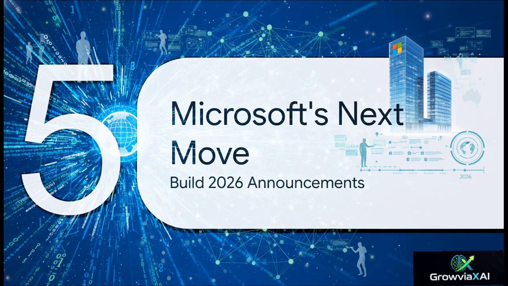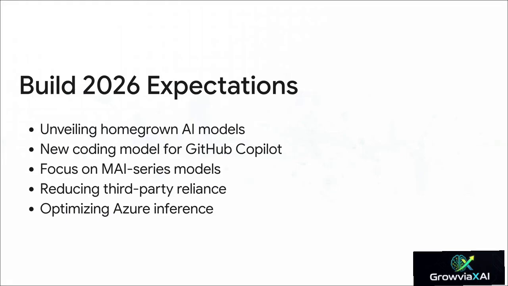Section 5. Microsoft's next move. So, according to recent reports, Microsoft is expected to unveil a suite of homegrown AI models at the Build 2026 conference. This includes a specific coding model aimed directly at supercharging GitHub Copilot. What we're seeing here is a major strategic shift. Microsoft is reducing its reliance on third-party models from companies like OpenAI or Anthropic in favor of its own MAI-series models. This move allows them to gain much more control over cost, latency, and enterprise governance by optimizing inference directly on their own Azure cloud infrastructure.